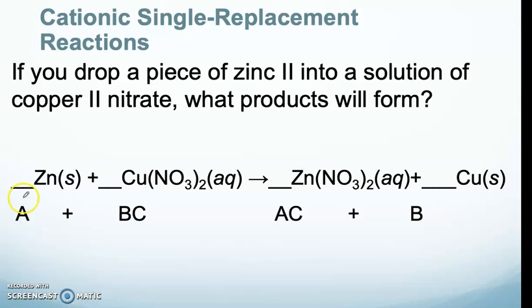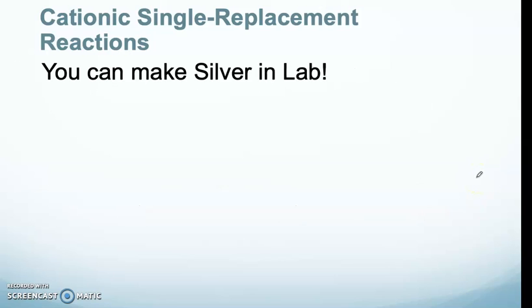All right, so let's take a look here. And actually, it's balanced. We have 2 nitrates on the left, 2 nitrates on the right, 1 zinc on the right, 1 zinc on the left, 1 copper on the left, and 1 copper on the right. So we're good. We can move on. So let's take a look at the next reaction.